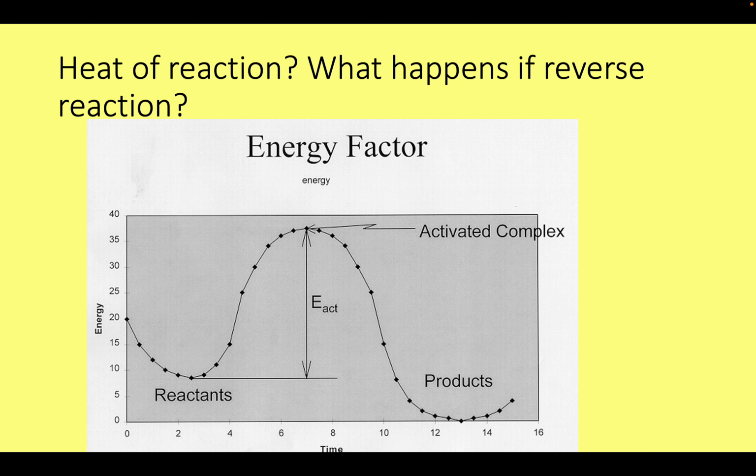And then heat of reaction, what happens if it's a reverse reaction? Sometimes it will ask questions about the reverse reaction. Reverse reaction is just going from the products to the reactants. So you're going to look at the reaction in the opposite direction. If we were talking about it that way, we would now call these the reactants and these the products. We would need a lot more activation energy in the reverse reaction. And then this would be endothermic instead of exothermic.